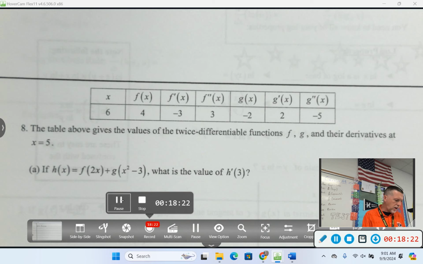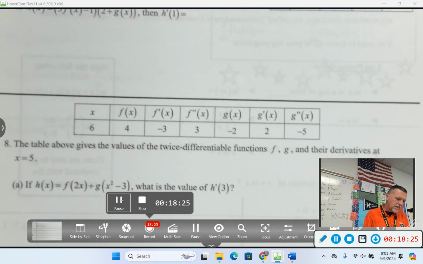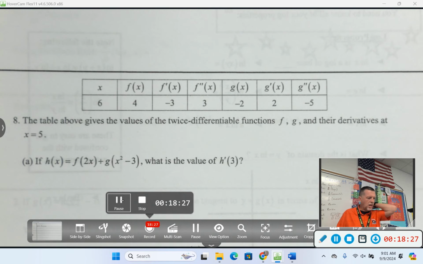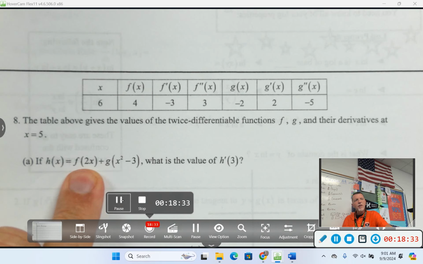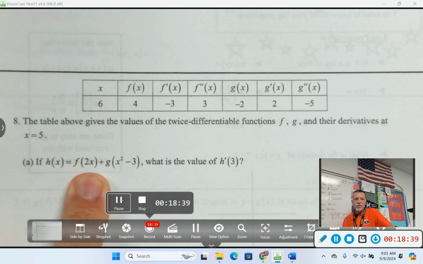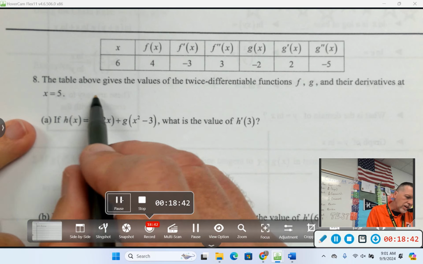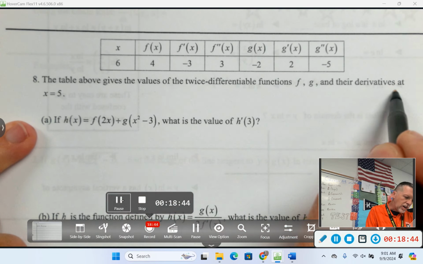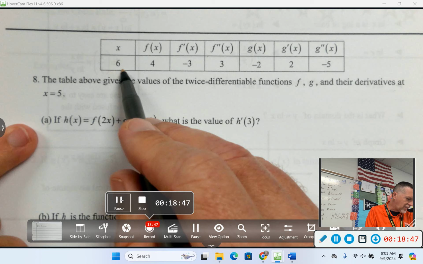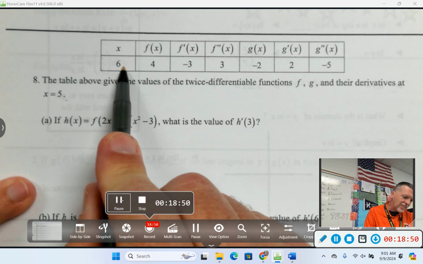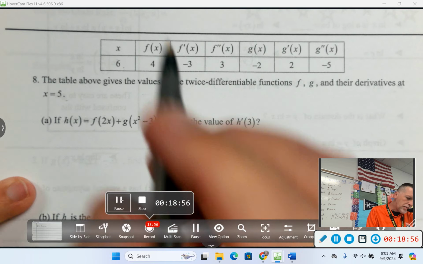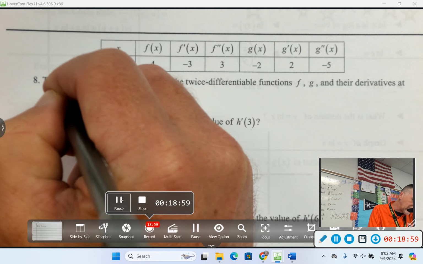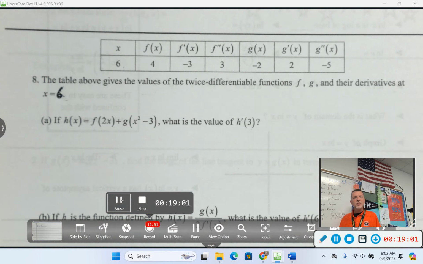All right, on that last page, let's try just A and B, because A is chain rule, but chain rule once with the name of a function f, and once with an actual function like 2x. So this is kind of weird. Table above gives values at x equals 5, but then that says x equals 6. So I think for this to work, that needs to say x equals 6. So the table's right, the instructions are not quite right.